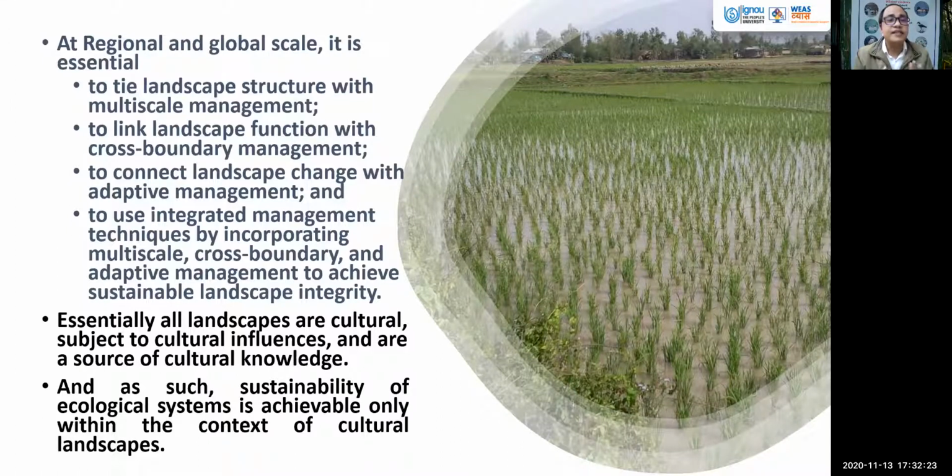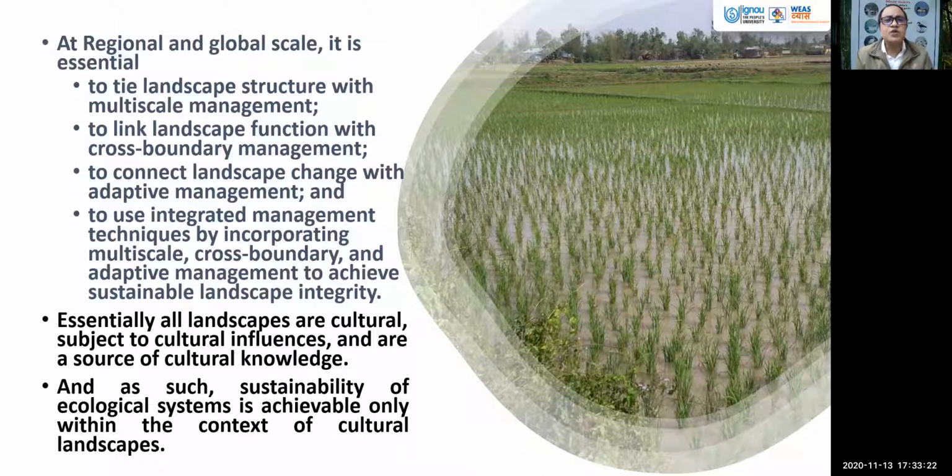We need to understand different scales, because we tie landscape structure with multi-scale management. When we talk about natural resource management, last time Professor Satisha also talked about some of it. When we talk about different scales, we need to understand multi-scale management and landscape structure. And in the further slides, we are also discussing this. Then, to link landscape function with cross-boundary management: when you talk about natural resource management, for example water management, for example the River Ganga, you have to understand cross-boundary management. For that, you need to understand the structure and function of the landscape. That is why we need to understand the principles of landscape ecology.